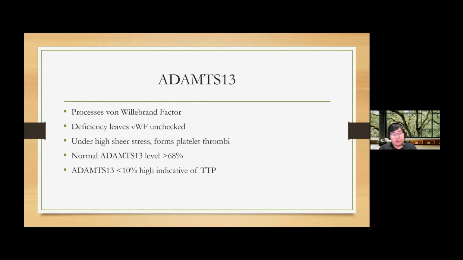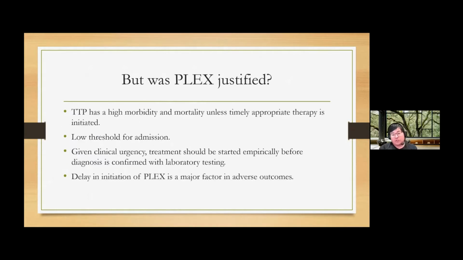In a normal person, an ADAMTS13 level is greater than 68%. Anything under 10%, we would see as highly indicative of TTP. So then the question is, this patient had a 6% chance of having TTP, and from the transfusion standpoint, we think about what's the risk benefit analysis? Do we give the platelets to her?